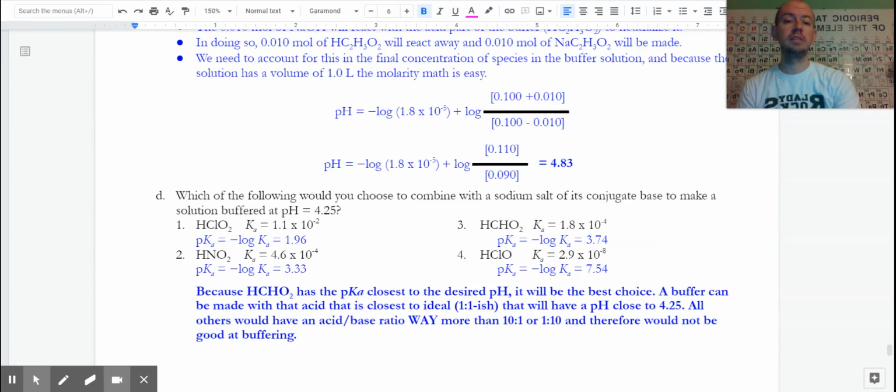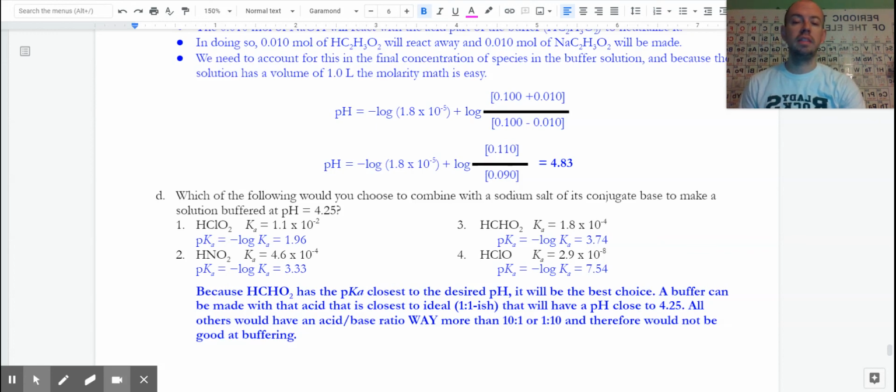So because that one, which is formic acid, has the pKa closest to the pH that we want, it's the best choice. When we are making a buffer, it's very important that we want the pKa closest to the pH of the desired one, because that means we're going to have closest to a 1-to-1 ratio of acid to conjugate base. pH equals pKa when they are 1-to-1, and when it's 1-to-1, it's best at buffering. That's when it can neutralize as much acid and as much base.